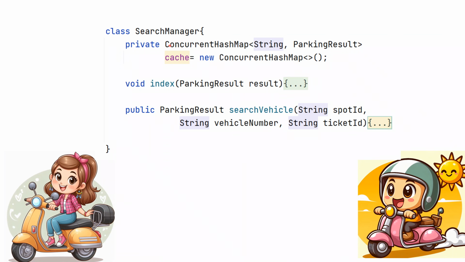Finally, we have the class SearchManager. It has methods to index and search a vehicle, and it basically uses a ConcurrentHashMap to store all the information. ConcurrentHashMap is nothing but an efficient and thread-safe version of a regular hash map.